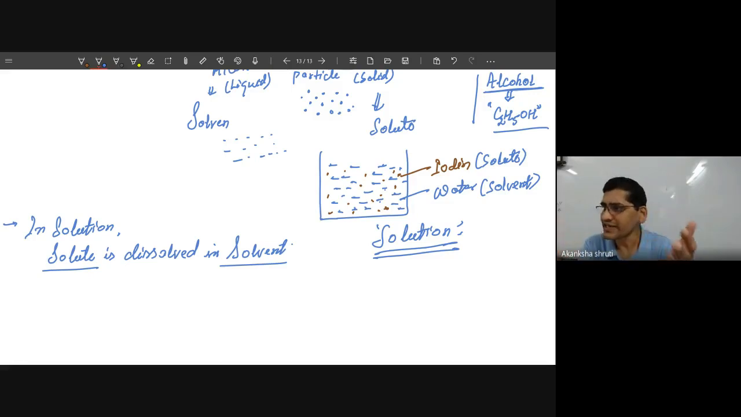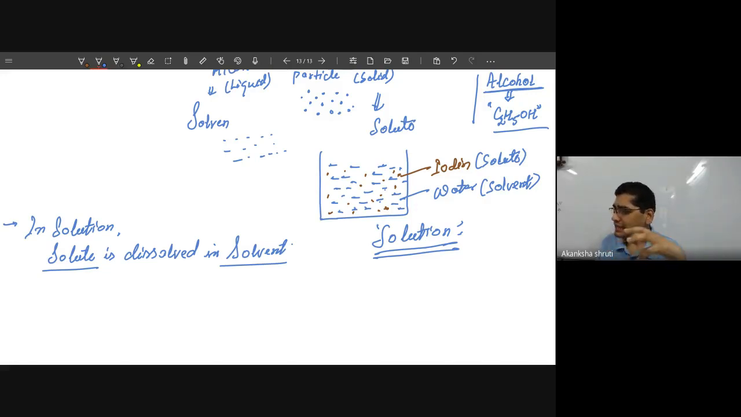How much sweeter is the solution? That depends on how much sugar you have added. If it is sweeter, that indicates you have added more sugar, meaning more solute is added. So how do we tell more solute or lesser solute?